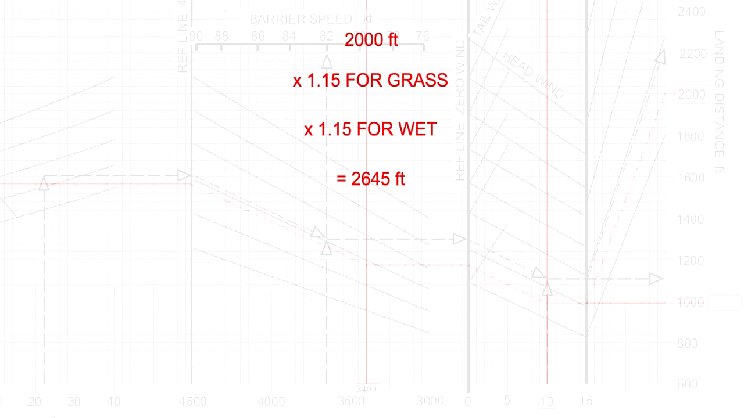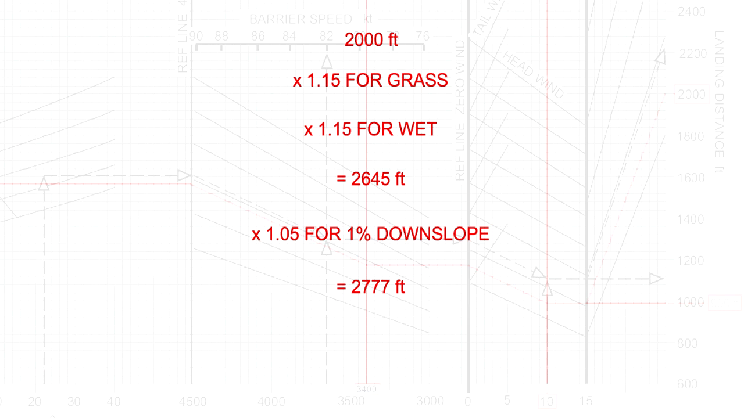Our calculated landing distance is 2,000 feet, but correcting it for grass means we will need to multiply this by 1.15, and again by 1.15 because the grass is wet. This now makes the landing distance 2,645 feet. Let us now assume that the runway has a downslope of 1%. You may recall this would increase the landing distance by 5%, or by a factor of 1.05.